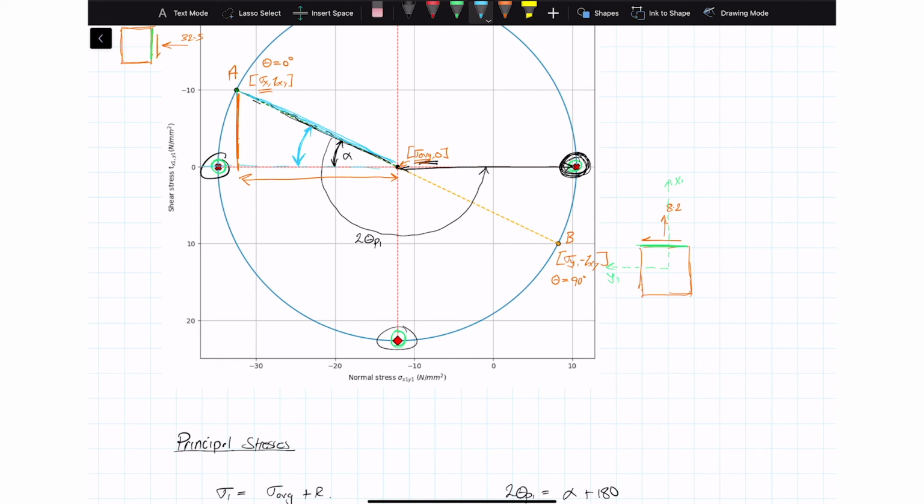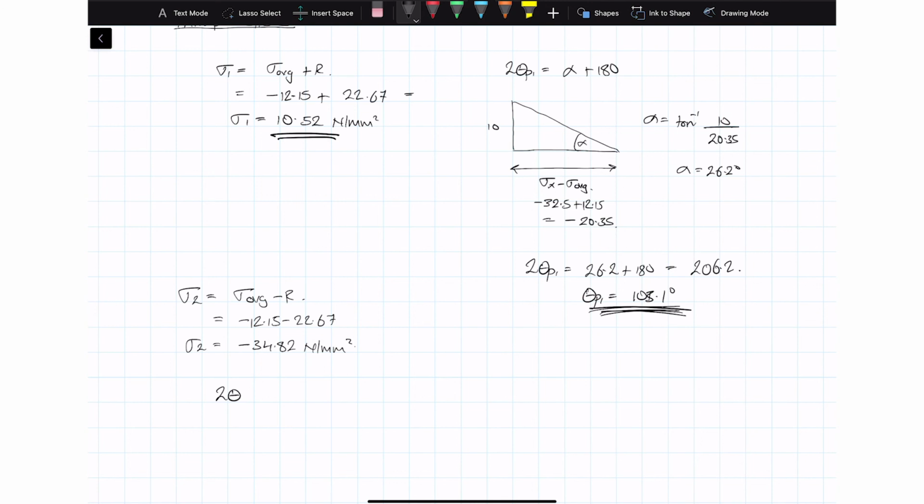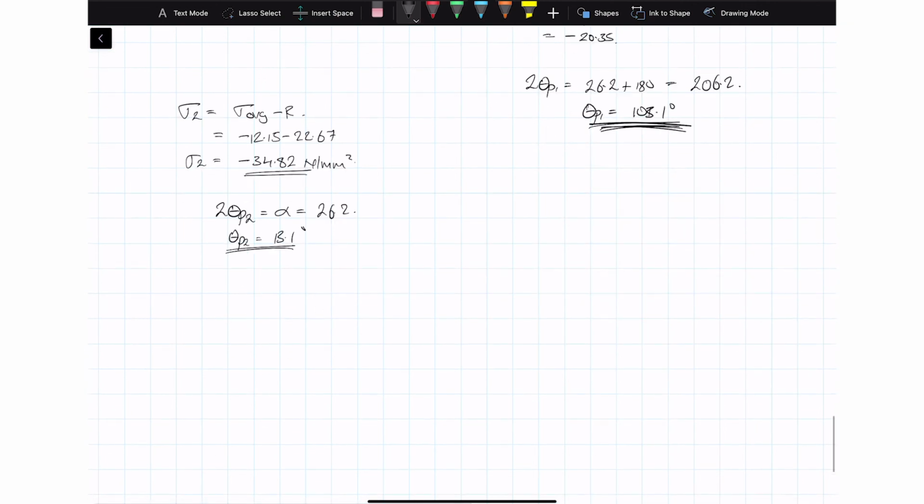So what I can say now is that is 2 theta P2. I can say 2 times theta P2 is equal to alpha. We already know alpha is 26.2, and so theta P2 is equal to 13.1 degrees. And of course we know that's correct because we've seen that before. So we can then go and focus on the shear stresses.